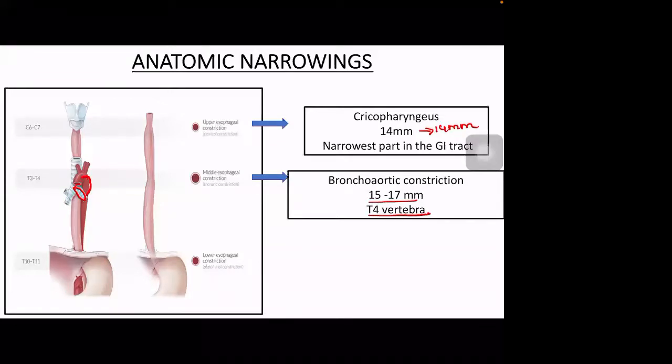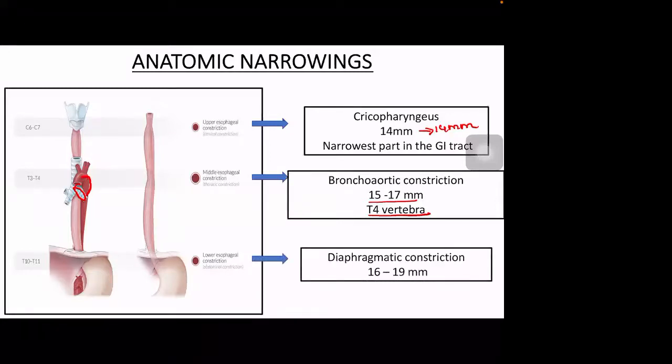The third constriction is the lower esophageal sphincter, where the esophagus enters the stomach, and the constriction here is given by the diaphragmatic pinch. The diameter is slightly larger compared to the previous two constrictions, around 16 to 19 millimeters. In all other areas, the esophagus maintains a diameter of around 25 millimeters between these constrictions. So the normal diameter of the esophagus is 25 millimeters, but at these three constrictions, cricopharyngeus, bronchoaortic, and diaphragmatic, it has a narrower diameter, and the narrowest diameter in the entire GI tract is the upper esophageal sphincter, around 14 millimeters.